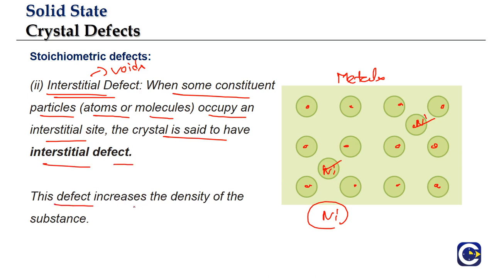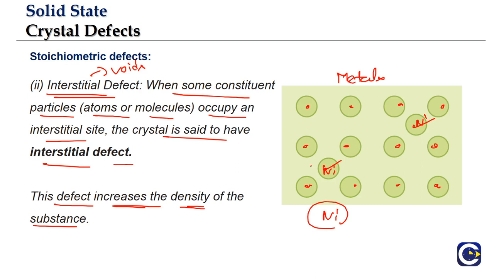And an interstitial defect, as we can see, is going to increase the density of the substance. Why is it going to increase the density of the substance? Apart from the regular lattice points, we have additional atoms coming and occupying the interstitial sites. And this interstitial defect we will also talk about in case of the metals. So both vacancy defect and interstitial defect we will be talking about mostly in terms of the metals.